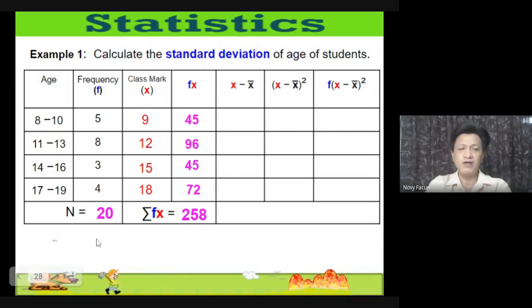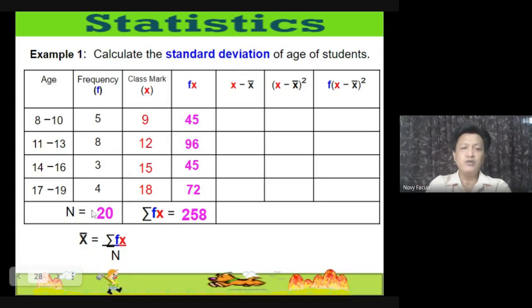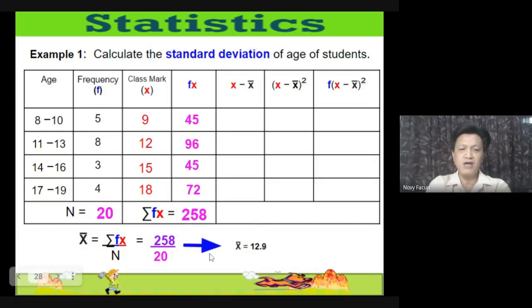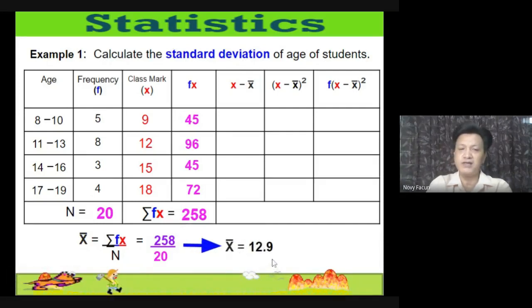So the formula to find the mean is simply i-divide lang natin yung nakuha natin dito, product ng frequency or yung summation nila doon sa n natin, which is the total frequency. That is 258 divided by 20, meaning to say, ang mean ngayon natin or the average is 12.9. Ibig sabihin, yung 12.9 na to, yung mean natin, subtract natin sa bawat class mark. Kaya nga that is equal to 9 minus 12.9, that is equal to negative 3.9.